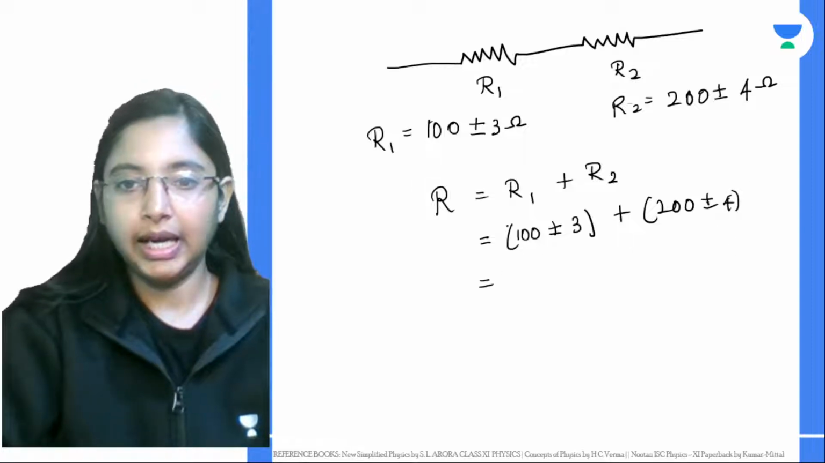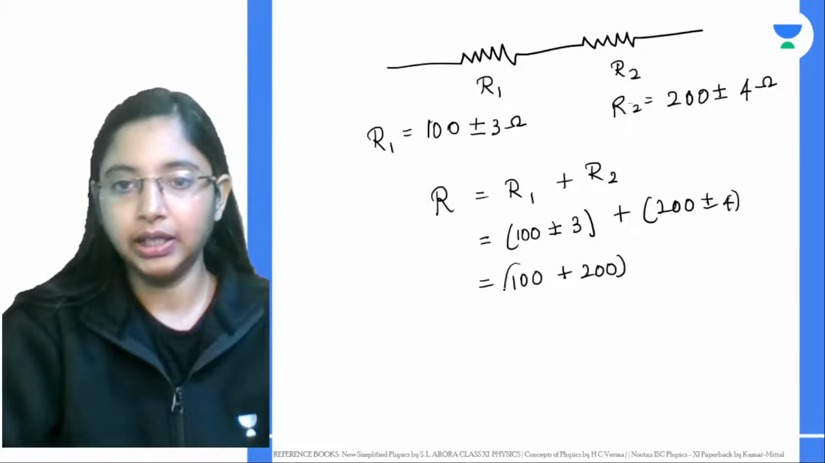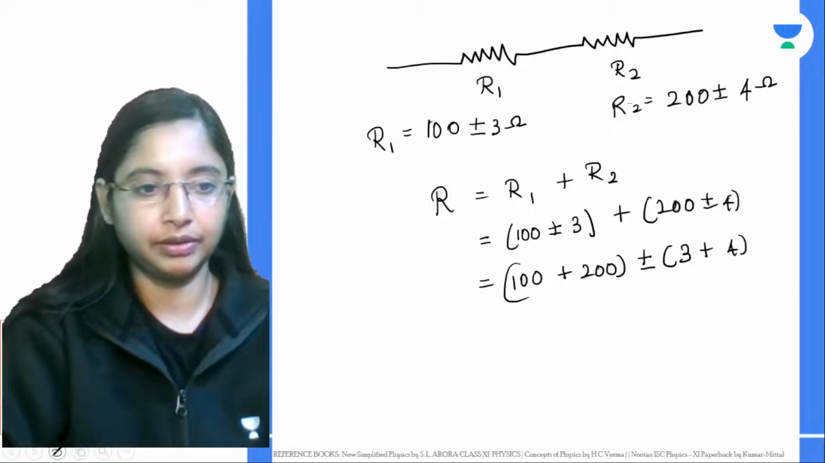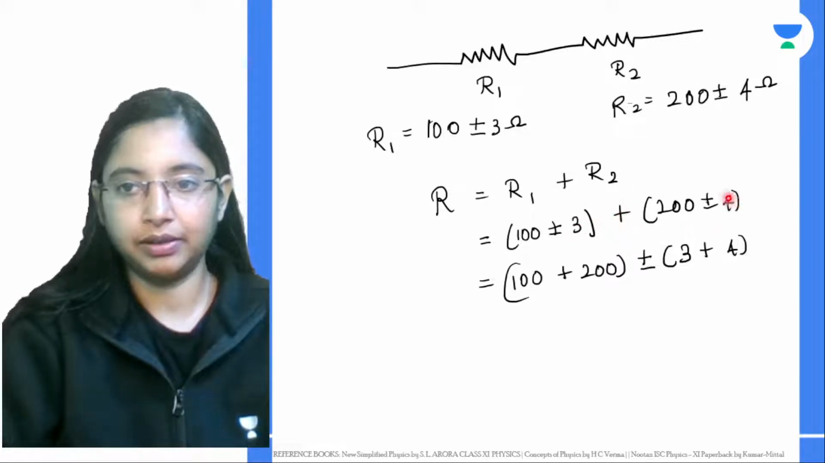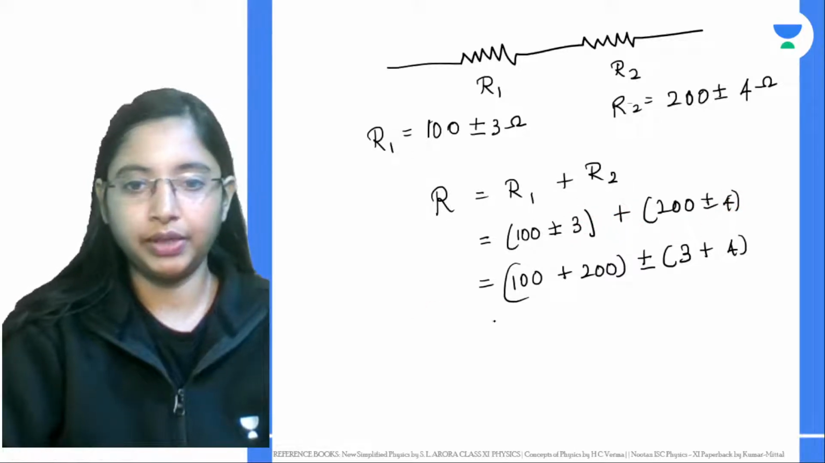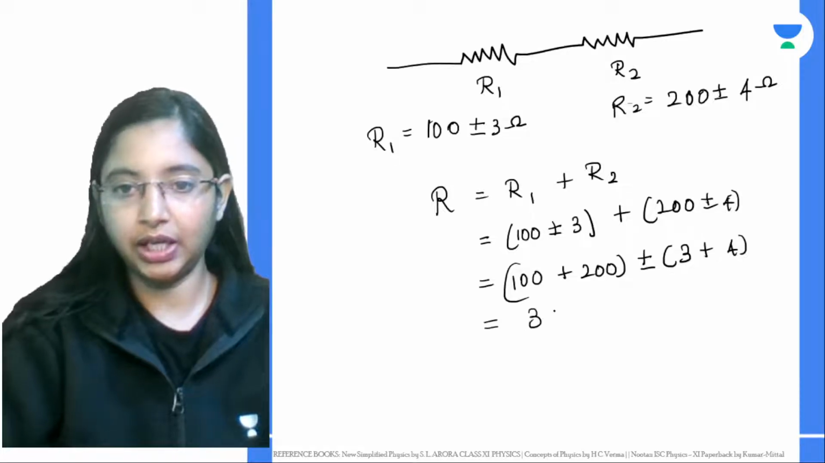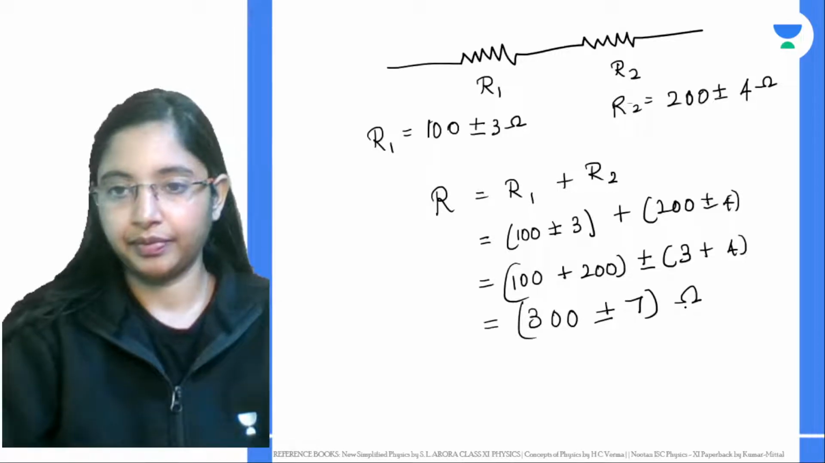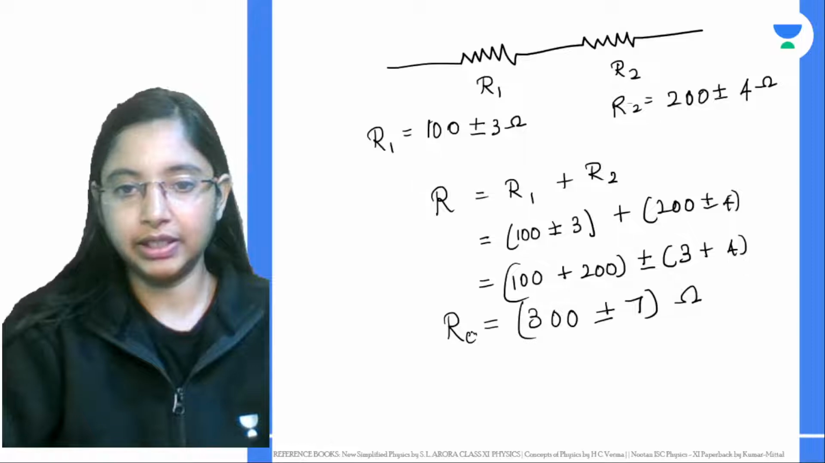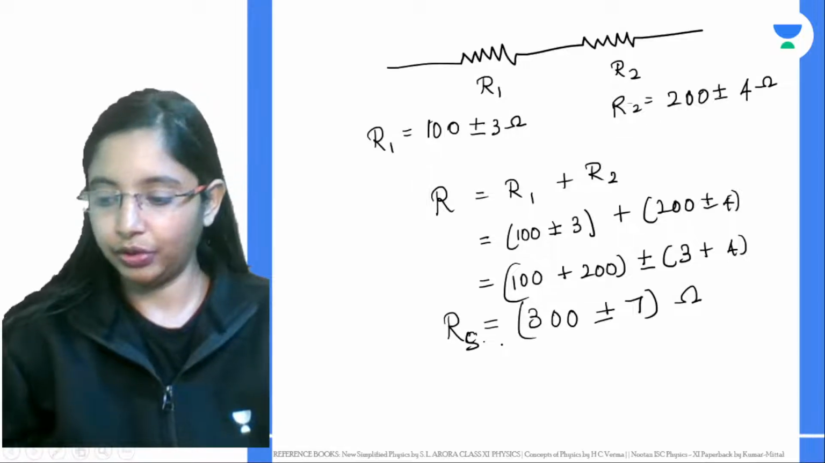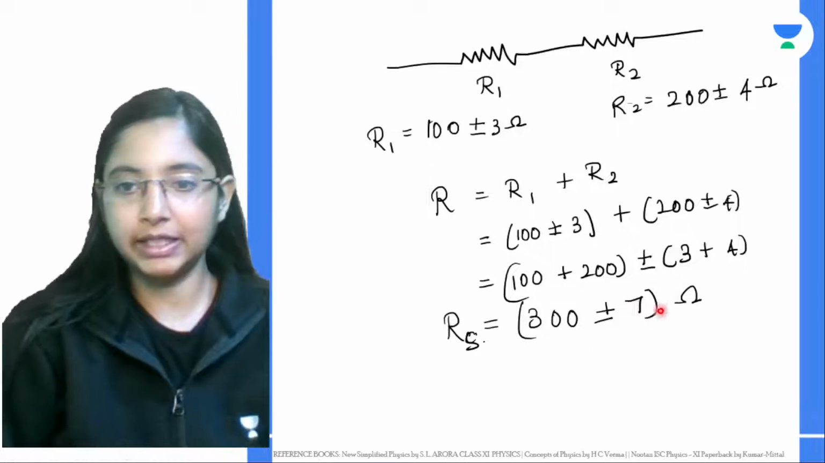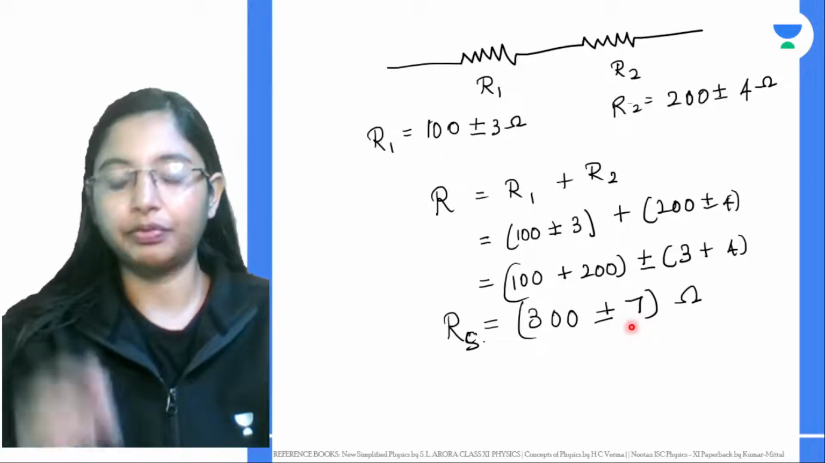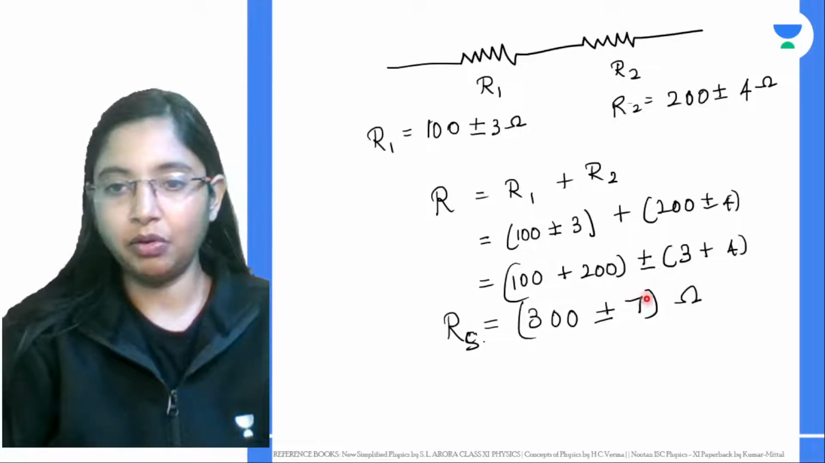Now you can add the individual values, that is 100 plus 200, then plus or minus, and then I can add 3 plus 4. So here this will be around 300 plus or minus 7 ohms. This will be the equivalent resistance in case of series measurement. So what do we see? The maximum possible error when you're adding two physical quantities will be the sum of the absolute errors.